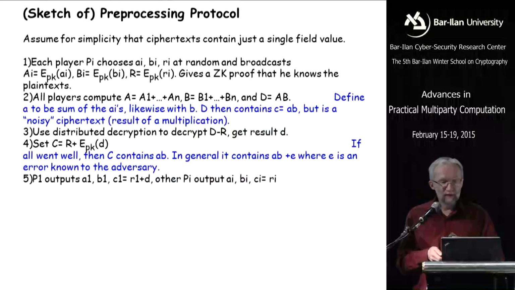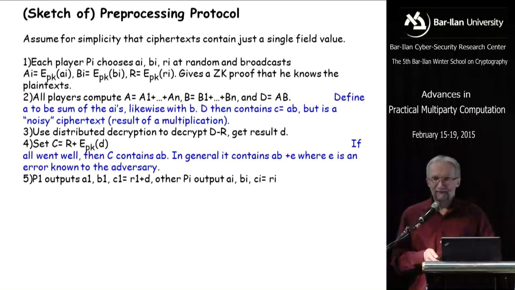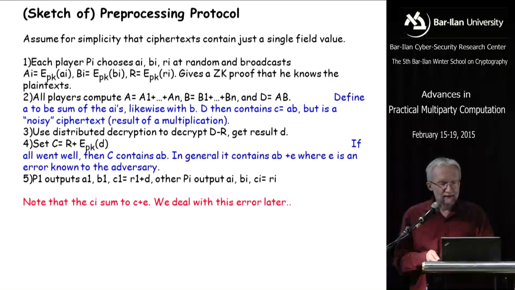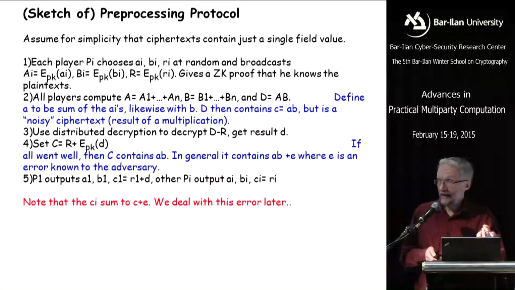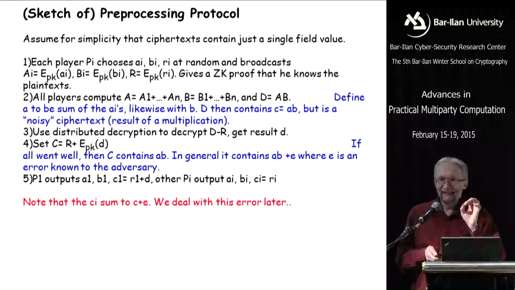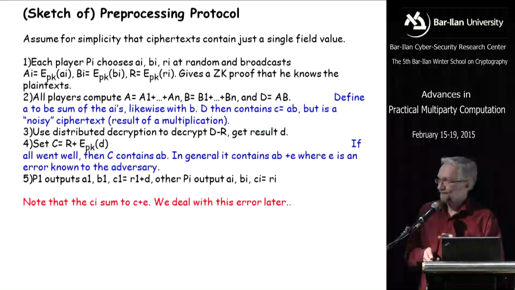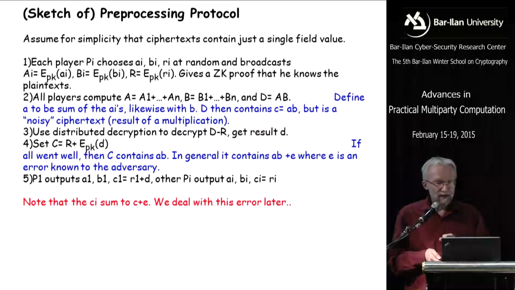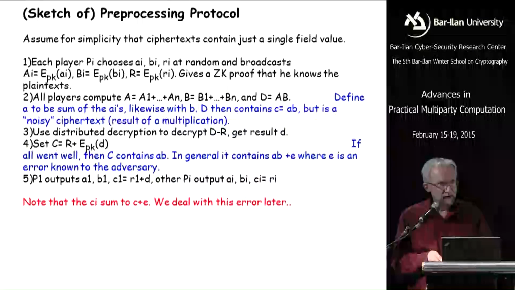All other players just output AI, BI, and a CI, which is the RI. Why does this make sense? Well, if you add all the A's, you get A. If you add all the B's, you get B. If you add all the C's, you'll see, if you do the math, that we get A times B, if everything was fine, that is.